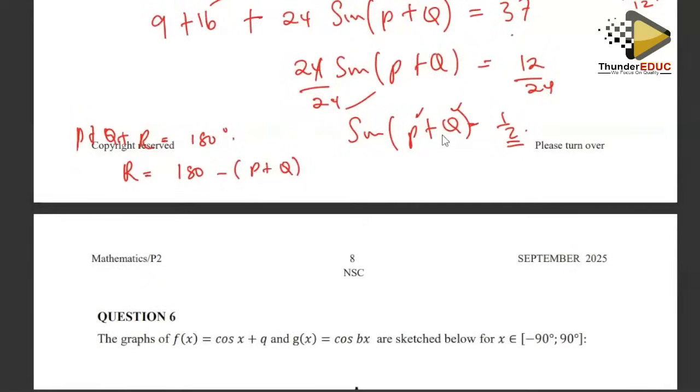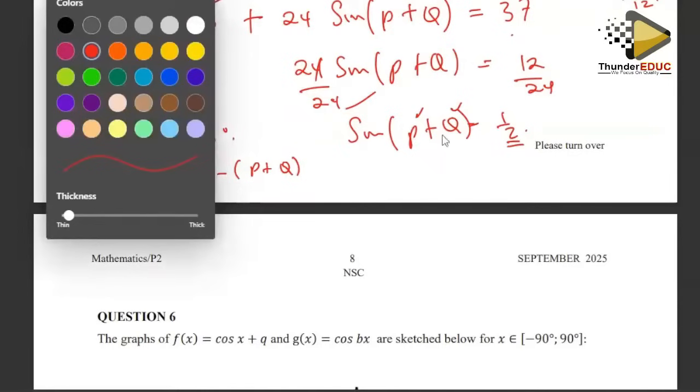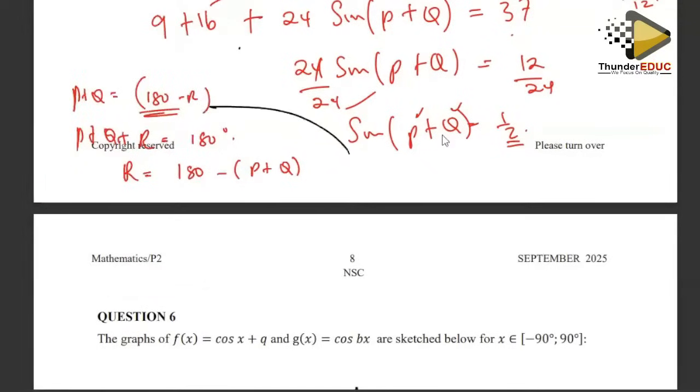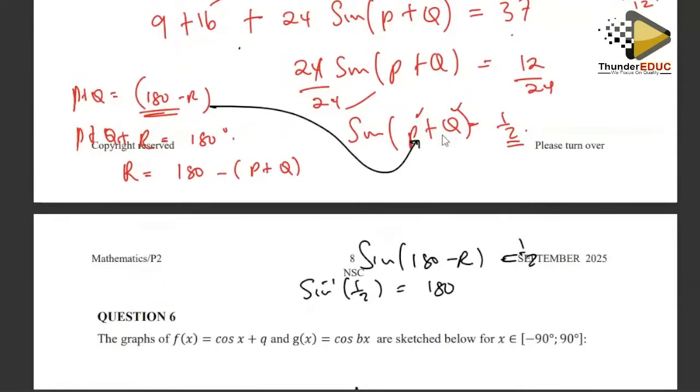Alternatively, we can just have P plus Q being 180 minus R. Either way, I prefer to use the latter, meaning that I can use this here. So the sine of 180 minus R is equal to a half. Then the shift sine of a half gives us 180 minus R. Does that make sense?